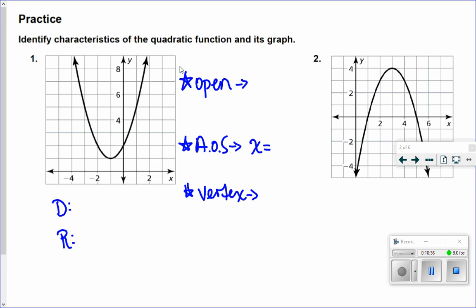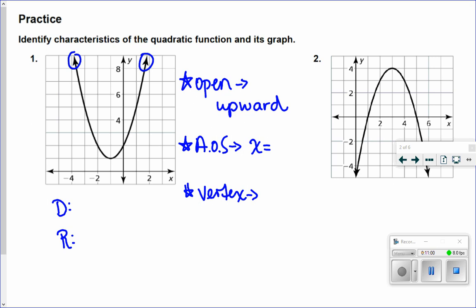Let's do number 1. So first of all, pretty simple. Just by looking at it, you should be able to describe which way this opens. Does it open upward or does it open downward? You can see that the ends on both sides are going in the up direction here, so it's going to continue going up infinitely. So this is considered to be opening upward, like the parent function does, so that's cool.